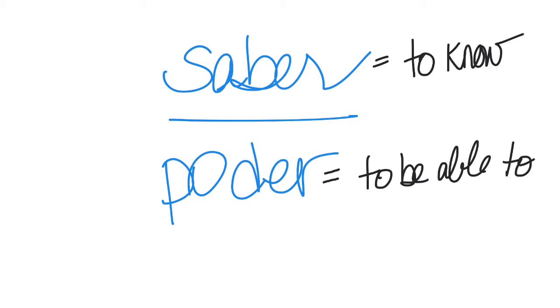Now, one thing to note, both of these are irregular verbs. So for saber, the yo form is going to become yo sé. It has an accent over the E. And poder has an O to UE change. So that's going to become yo puedo. We're going to be using the yo form to talk about the things that we can and cannot do, that we know and do not know in relation to these occupations.